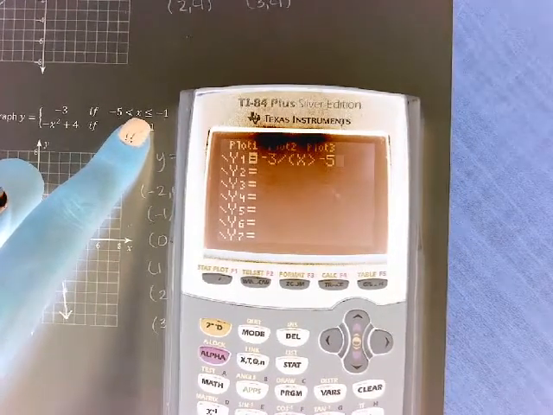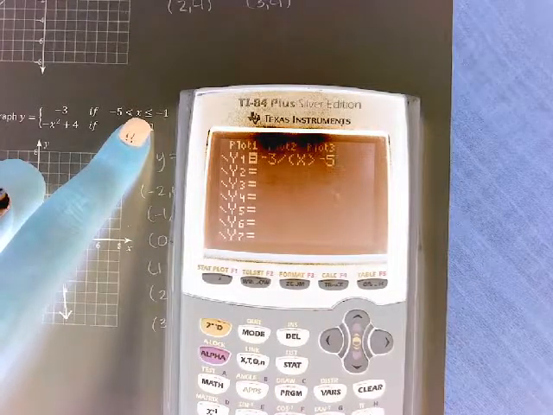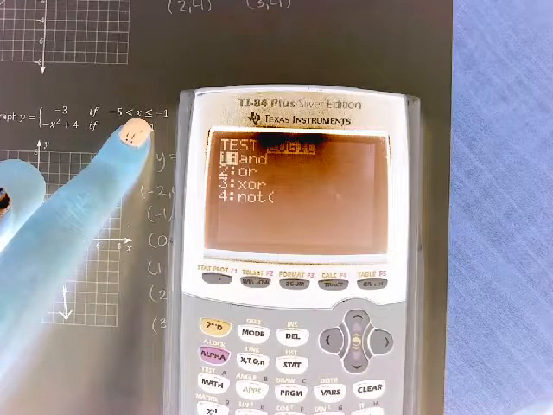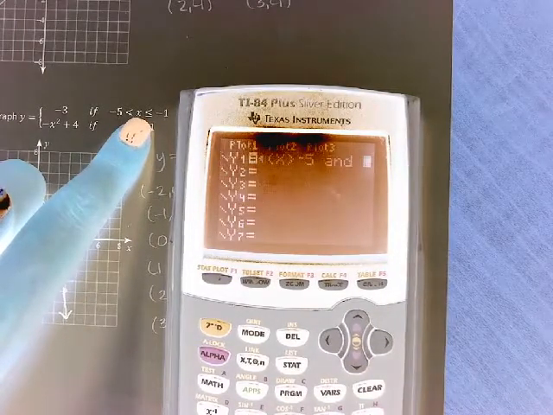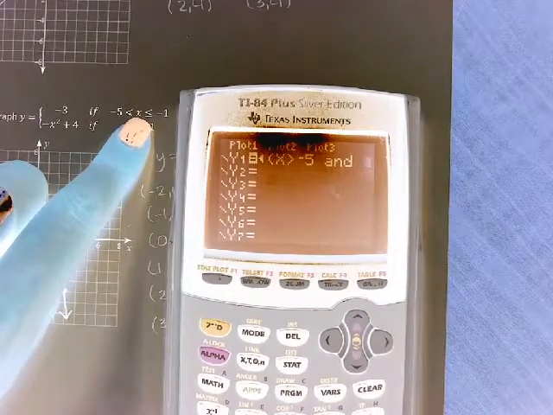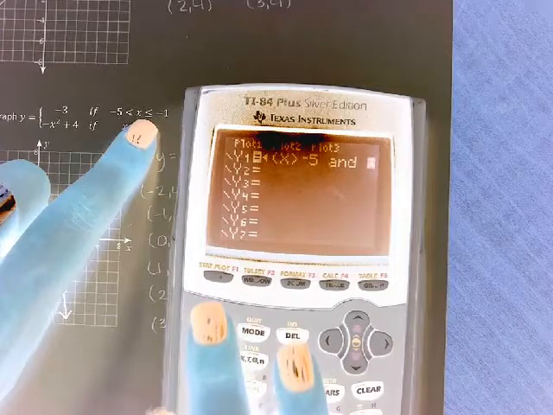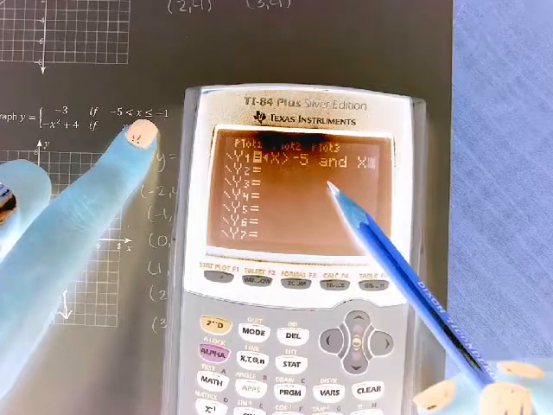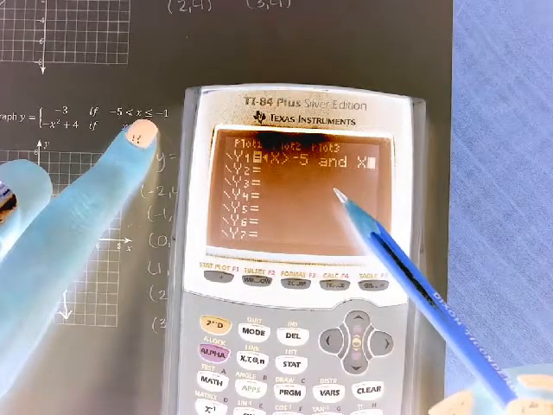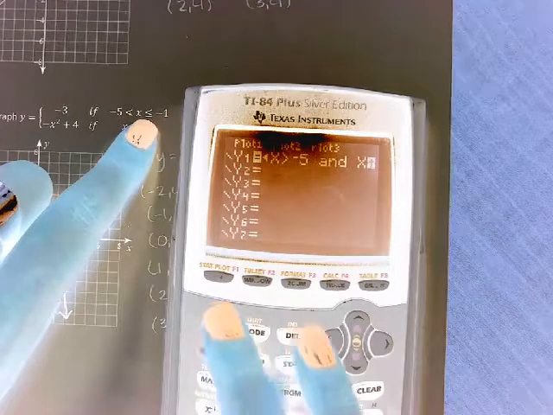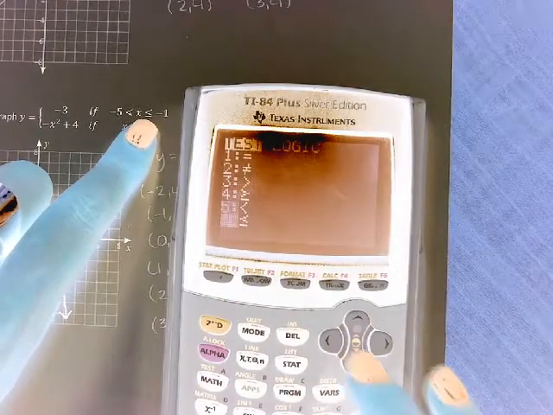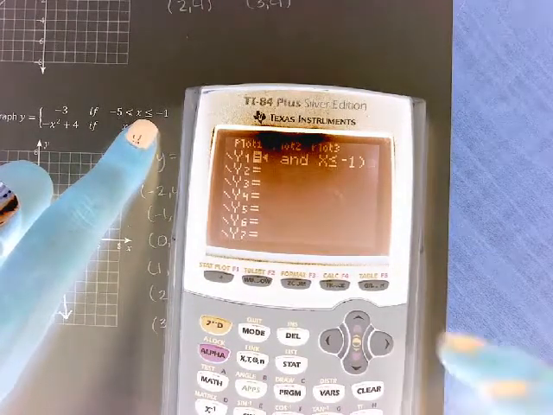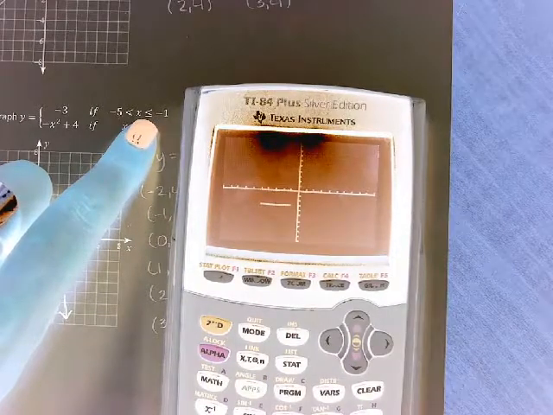And then I'm going to get the word "and" in there. The way that I get the word "and" in there is I hit second math, go over to logic, and then I have "and". So x is greater than -5 and, hold on, get your X in there. You do second math, right arrow. There you go. And X is second math less than or equal to -1. So greater than -5, less than or equal to -1, and then if I hit graph, I can see just that little piece of a horizontal line.